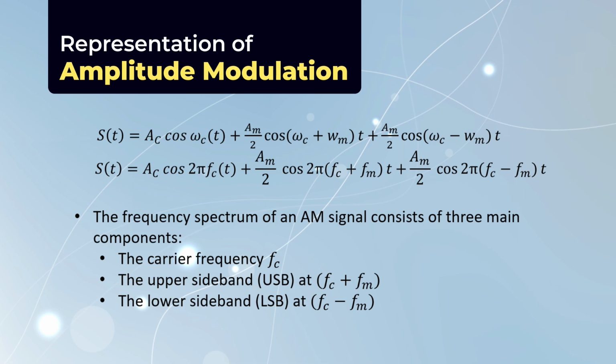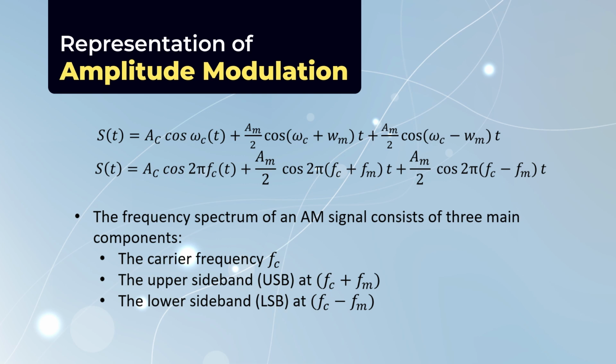Now, we apply the trigonometric formula to the second term, and after applying that, we can write s(t) = Ac cos(ωc t) + Am/2 cos(ωc + ωm)t + Am/2 cos(ωc - ωm)t, which can also be written as s(t) = Ac cos(2π fc t) + Am/2 cos 2π(fc + fm)t + Am/2 cos 2π(fc - fm)t.